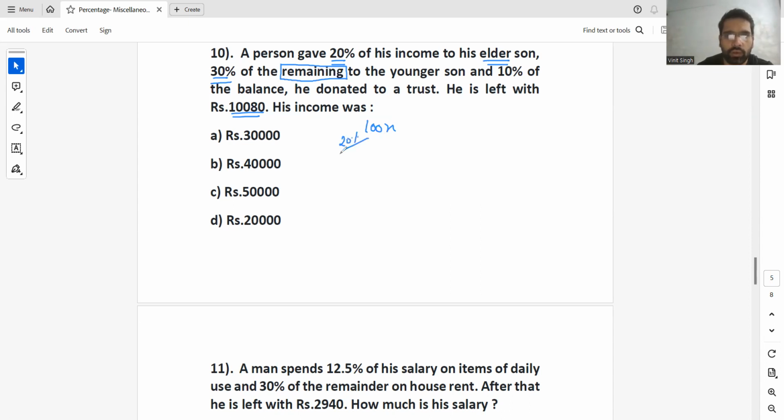Now a person gave 20% of his income to his elder son. So 20% of 100x is equal to 20x. Now 20x is given to the elder son, so the remaining will be 80x. Now 30% of the remaining means 30% of 80x, not 100x, which is 24x. Remaining is 70%, which is equal to 56x. Again, 10% of the balance means of the remaining value, 5.6x, given to the trust.